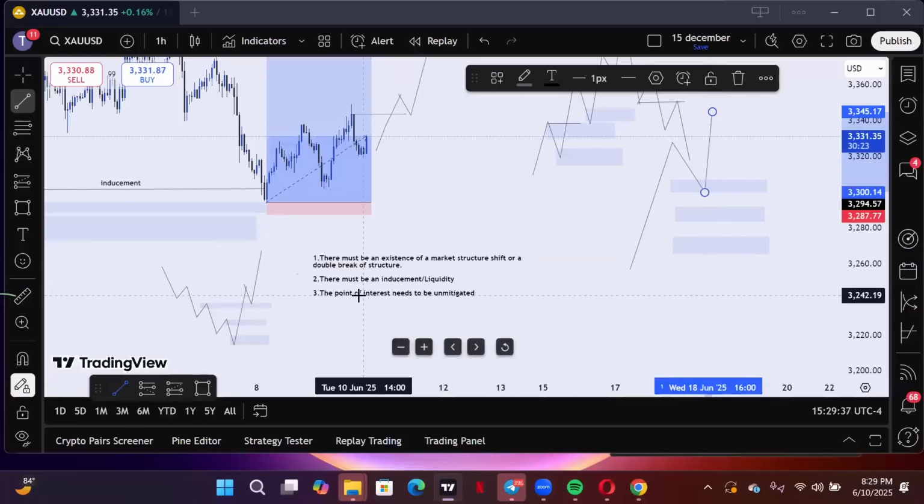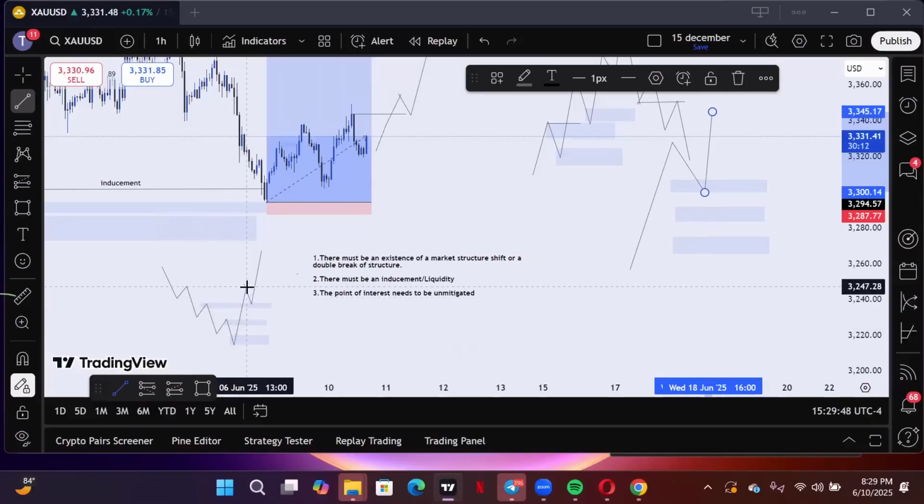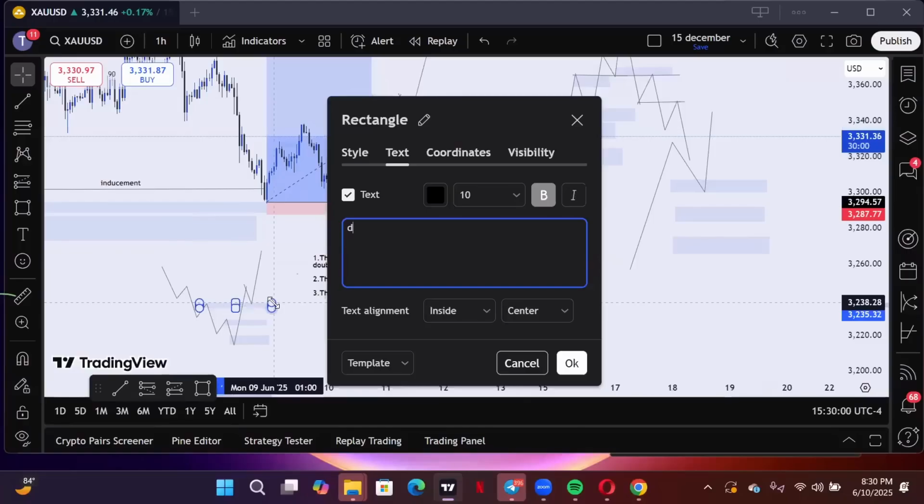So it's telling you that any point of interest that you want to pick should be unmitigated, the one that market has not yet touched, especially when it's creating inducement. So if you pay attention, the market was on this downtrend and it gave us the structure shift to the upside. While market was pulling down to create inducement, this particular breaker block here, market touched it. So it means that this breaker block has been mitigated. So automatically we have disqualified this breaker block as an entry. So this is disqualified.